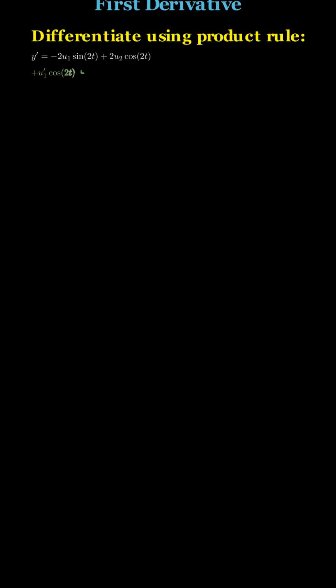In variation of parameters, we replace the constants c1 and c2 with functions u1 of t and u2 of t. We assume a solution of the form y equals u1 of t times cosine 2t plus u2 of t times sine 2t. Now we compute the first derivative of y using the product rule.